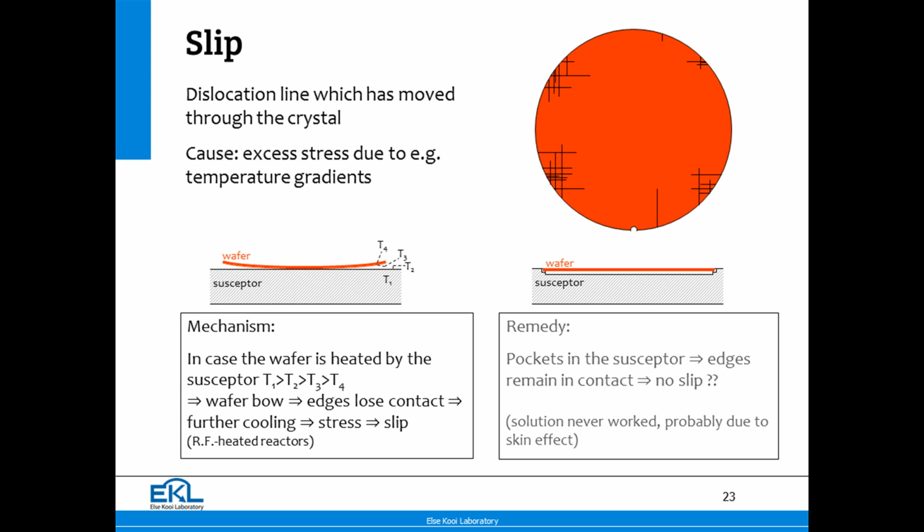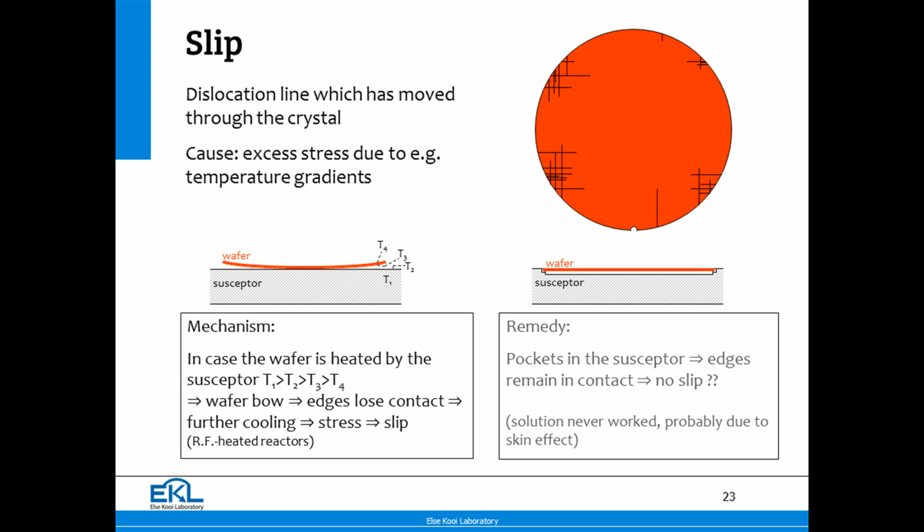If it gets worse, you also get a spot in the center where you see dislocation lines. And if it gets still worse, you see them running all over the wafer and all through the wafer. And the cause is stress, excess stress due to temperature gradient. Temperature gradient from center to edge.